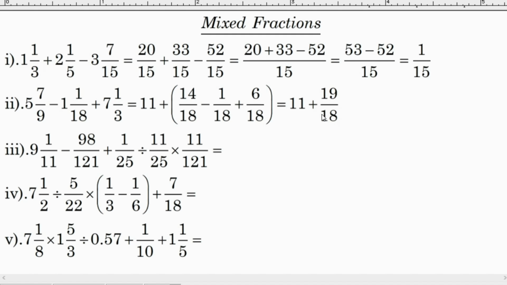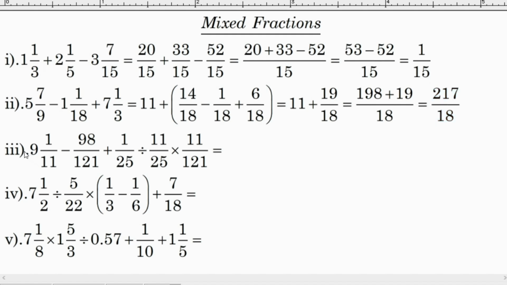So now we have to calculate this again. So then equal, 11 multiply with 18 and then plus 19 divided by 18. So here, 11 multiply with 18 is equal to, and then plus 19. So then that will be equal to 217 divided by 18. Okay, so that will be the final answer.